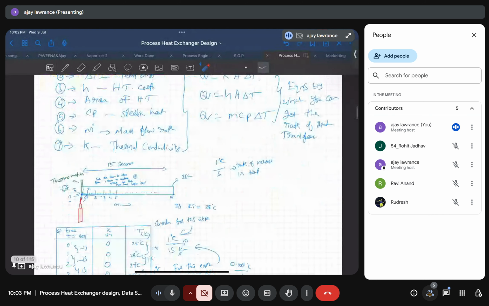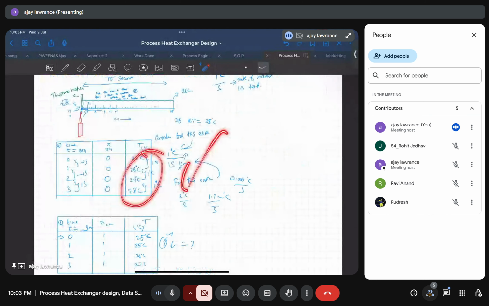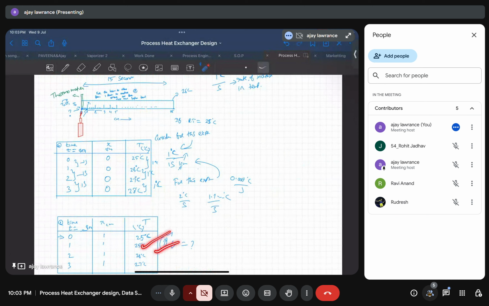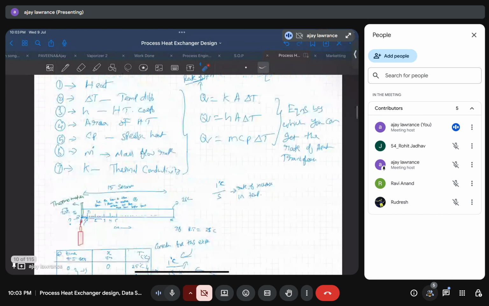Whatever I have told is based on the experiment. If you have an experimental setup and you note the temperature after 1 second, after 2 seconds, likewise if you keep a thermometer every 1 centimeter and note every temperature, you can predict the heat rate. But in the practical case, in industry, you cannot make any equipment and do the trial and error method. It will increase the cost. That is why you need to predict before fabricating the equipment itself.